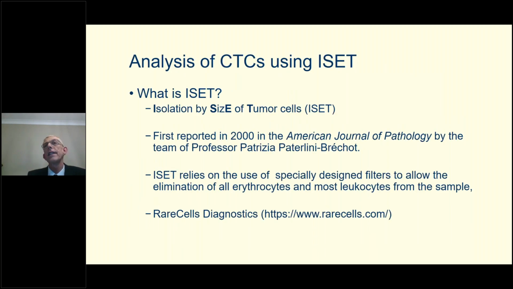So, analysis of CTCs using ISET. What is ISET? Well, it literally stands for isolation by size of tumor cells. Reported some 20 years ago in the American Journal of Pathology by Professor Patrizia Paterlini-Bréchot. And ISET relies on the use of specifically designed filters to allow the elimination and selection of our precious circulating tumor cells away from most of the leukocytes within the sample.